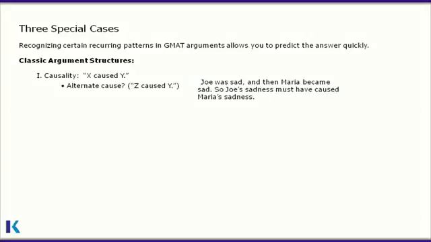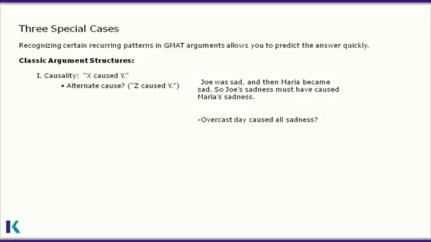Here's a little example. Joe was sad, and then Maria became sad, so it must be that Joe's sadness caused Maria's sadness. Well, what if it's a cloudy, cold, overcast day? The gloomy weather could explain both Joe's sadness and Maria's sadness. This alternate cause, since it affects both Joe and Maria, would explain why Joe's sadness and Maria's sadness occurred around the same time.